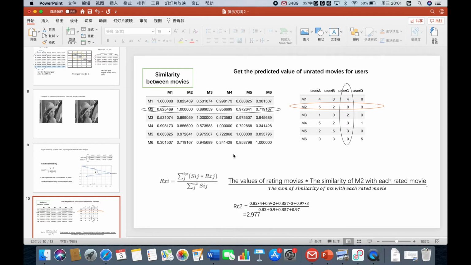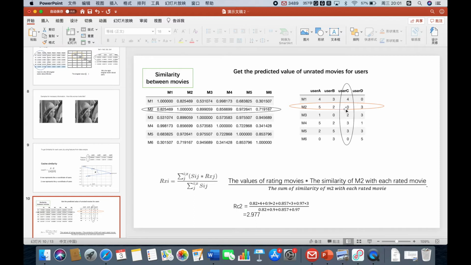So right now we are talking about the predicted value for unrated movies for users. It's a kind of predicted value. So how do we do that? We will use the function over here. We know the user rated movies 1, 3, 4, 5, but not 2 and 6. So we can predict the value that user 3 will rate movie 2.